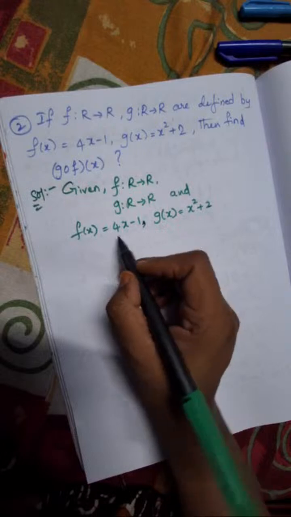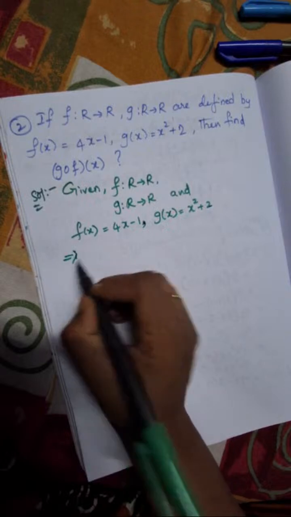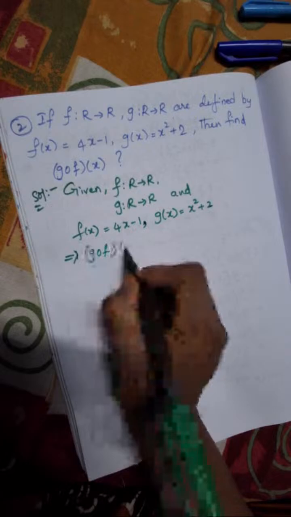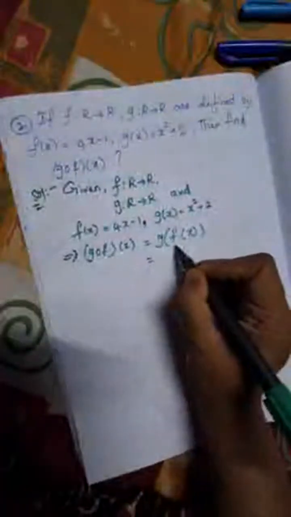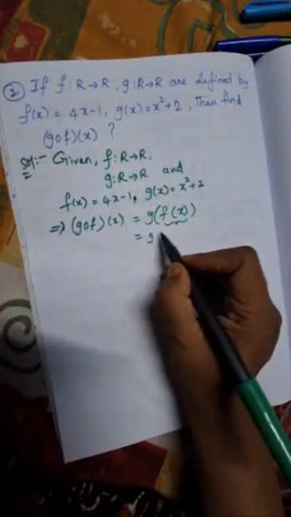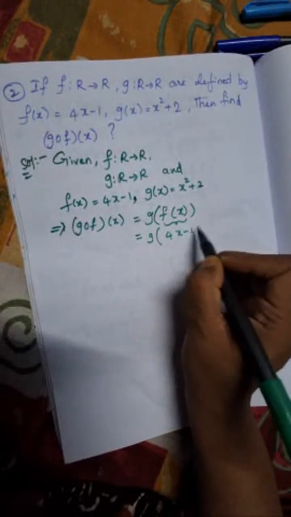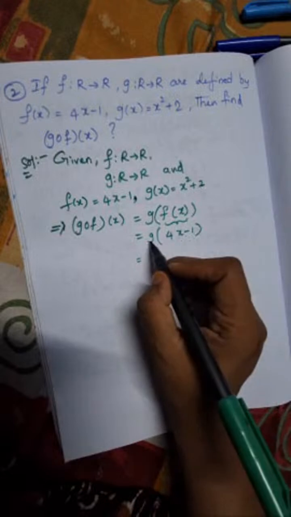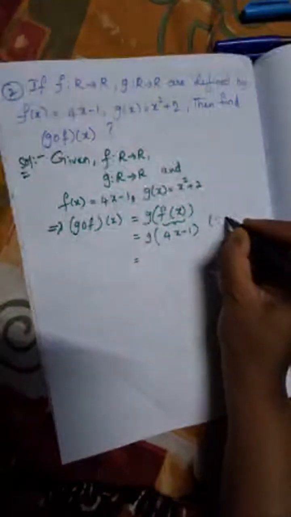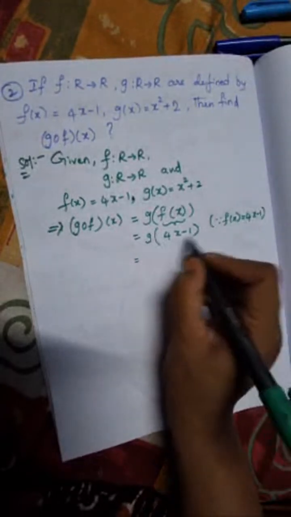f of x and g of x are given, children. Here, first we have to solve g circle f. We take out the circle as a bracket, write g, and write f of x as it is. First we have to solve this f of x, children. So g bracket of f of x means g of 4x minus 1. Very easy chapter. Since it is given in the question that f of x equals 4x minus 1, now this one is g of x.